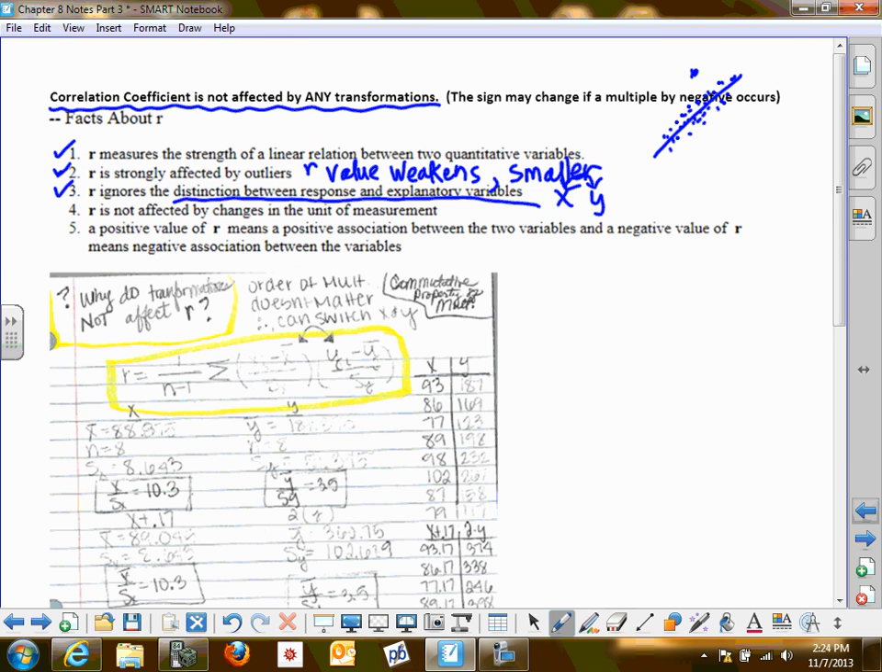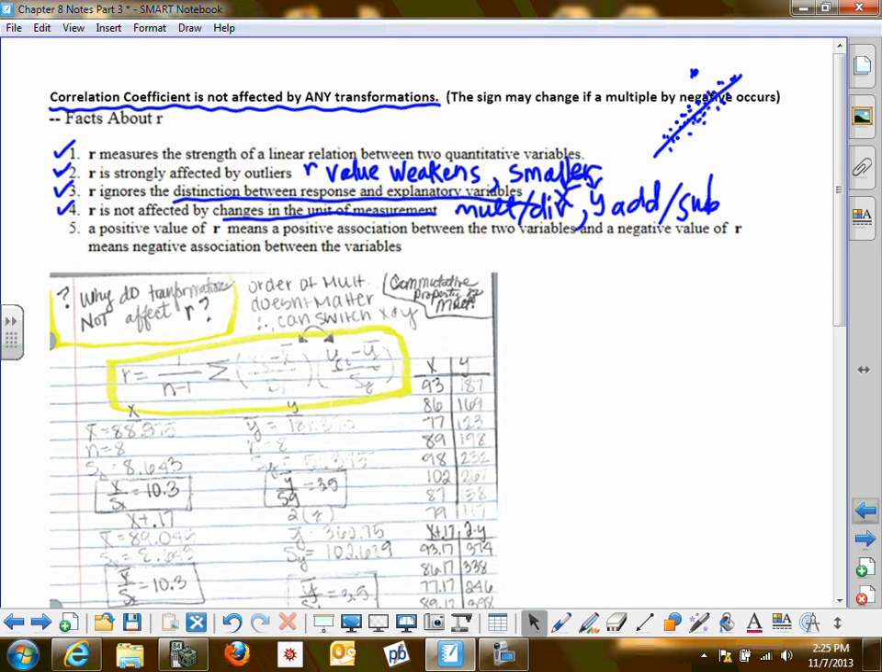Furthermore, R is not affected by changes in the units. And what I mean by that is not only multiplication and division. For example, if you were going from feet to inches, something along those lines, that's going to need multiplication or division depending on which way you're going on that. Multiplication and division, also addition and subtraction.